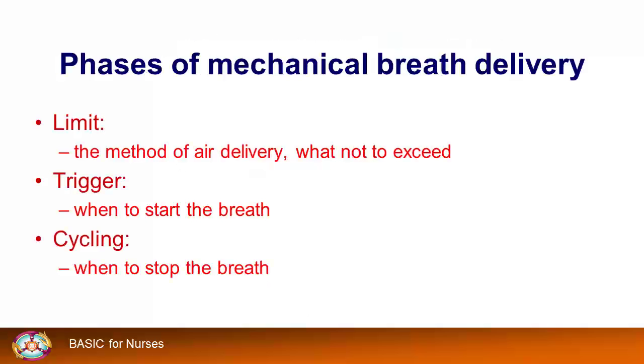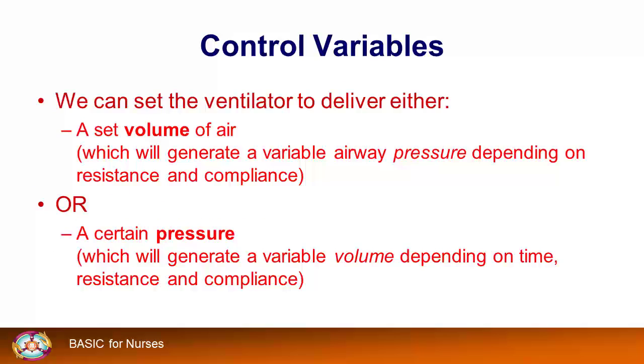There are 3 phases of breath delivery the ventilator can control when mechanical ventilation is used on a patient. The limit, that the ventilator cannot exceed during inspiration. The trigger, where the ventilator knows it's time to deliver the breath. The cycling off criteria, when the ventilator stops assisting the breath and passive expiration begins.